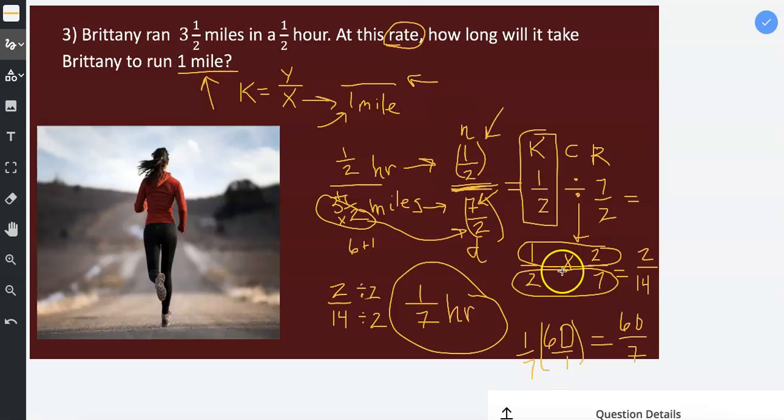So that's not bad. It's not super fast, but that's a good pace to be running at. And the pace that she was keeping, she kept for 3.5 miles. So that's good. So it was about 8.6 minutes is what it said. And we didn't have to do that. I was curious what 1/7 of an hour would be equal to.